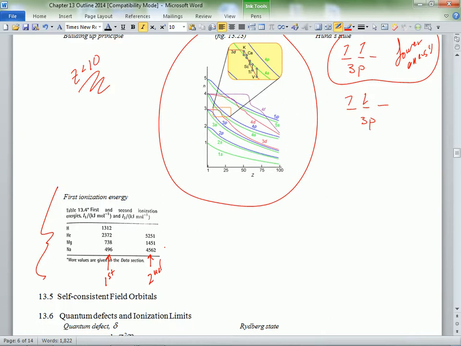Okay. What's the word for energy to add an electron? I think we only used this word once, and it was in general chemistry. What do they call the energy to add an electron? Electron affinity. Yeah, we never use that.